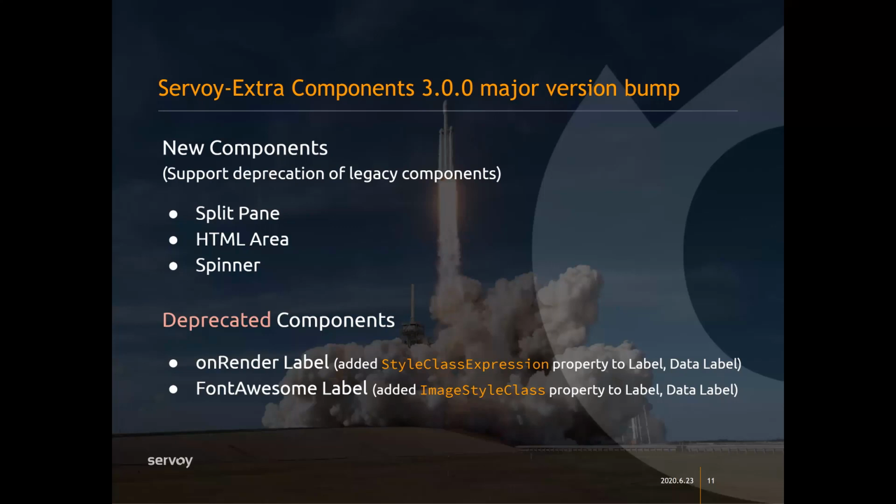And then the same for Font Awesome label, which had a little bit of default sizing, but you still had to go and set the Font Awesome classes. So we got rid of those because they were really redundant and a bit confusing, that you had all these different kinds of ways to place a label. So now we added 2 properties to both label and data label in the Bootstrap package. So we deprecated these from ServerWay Extra, and we added style class expression to labels in Bootstrap, so you can set that now. Any label can dynamically change style. And then any label can also have a Font Awesome or a glyph icon image style class.